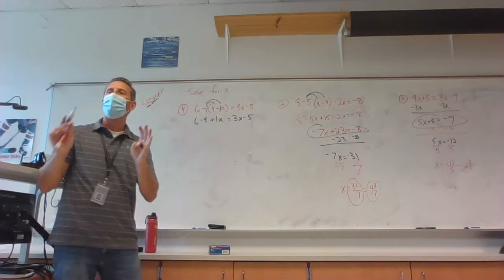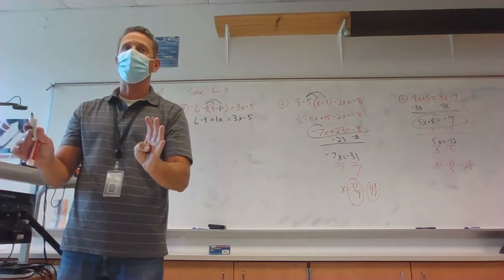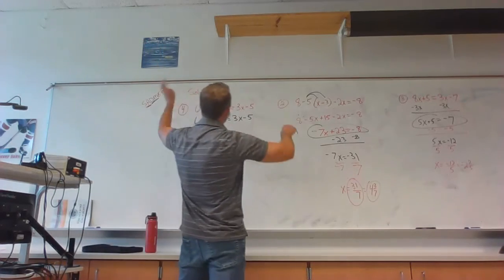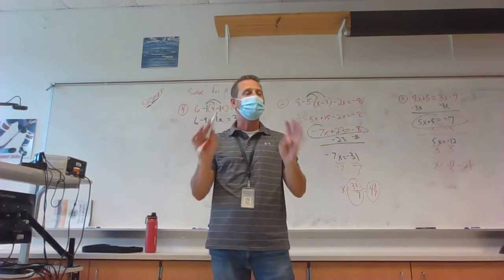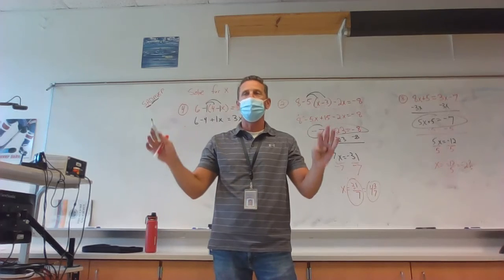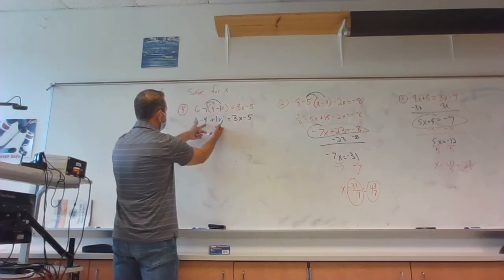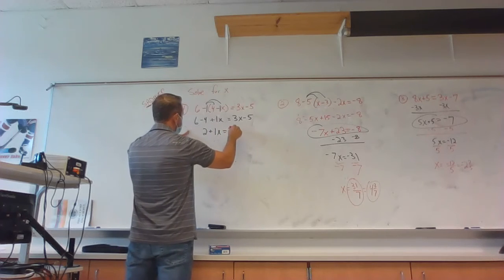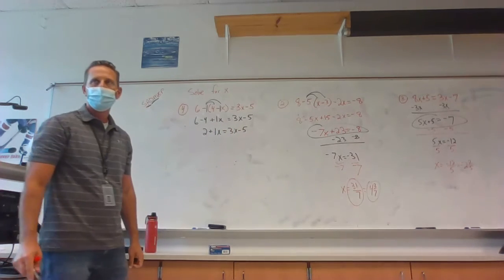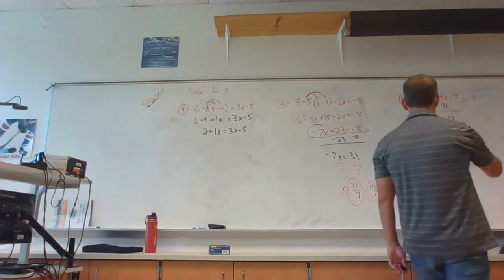We combine like terms and simplify before you start solving. Don't start trying to move stuff around to the other side and moving variables to one side or the other until it's simplified. Otherwise, you're going to be doing way too many steps. Simplify, which means I'm only going to have a couple terms over here. 6 minus 4 is 2. 2 plus 1x equals 3x minus 5. Now, it looks just like this problem.